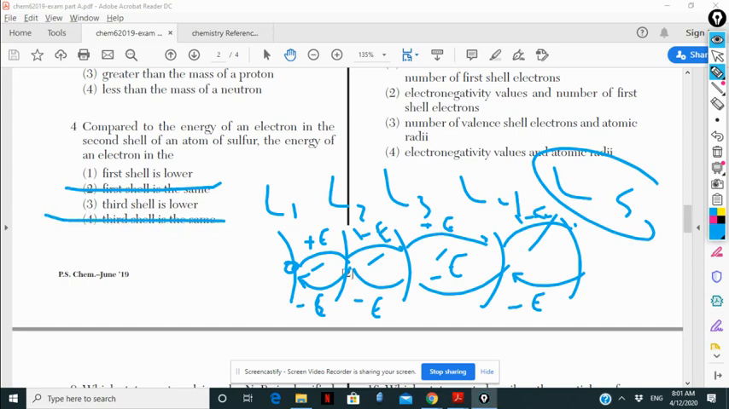Now I'm going to compare. I'm in the second position. The second position has more energy than the first and less than the third. So the first choice, third is lower, is correct. So the answer is 1.